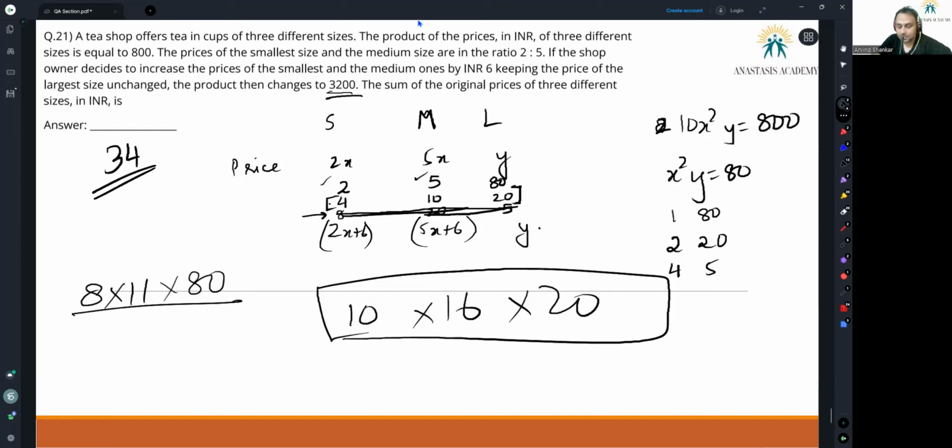The big hint here for this question was the fact that this question is TITA, which means the prices that you're going to get will necessarily be integral and your life is simpler.